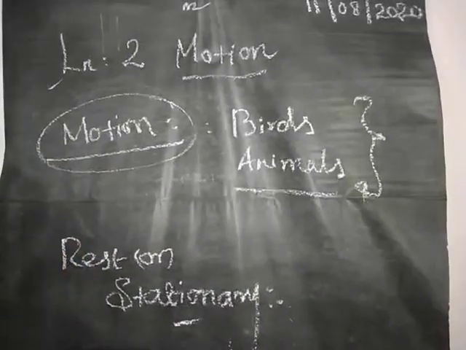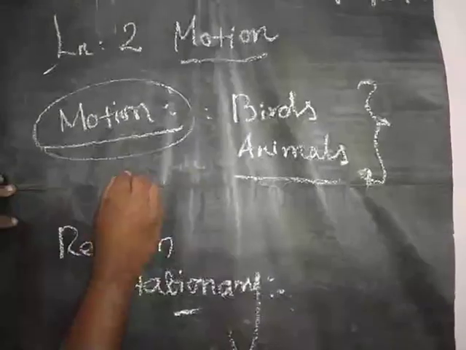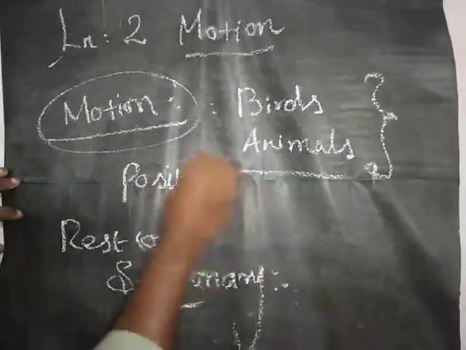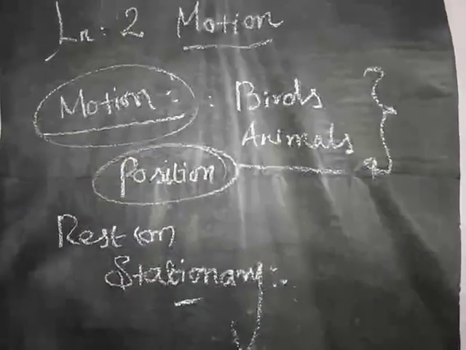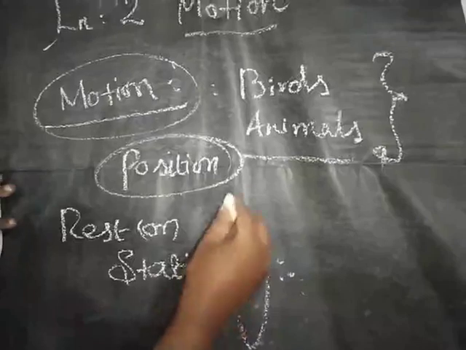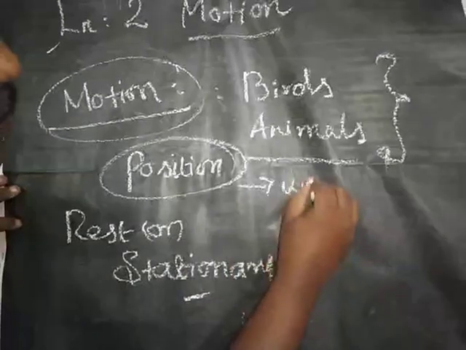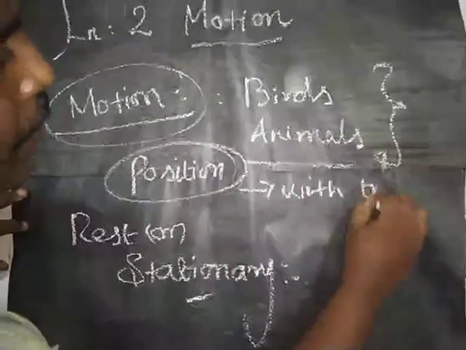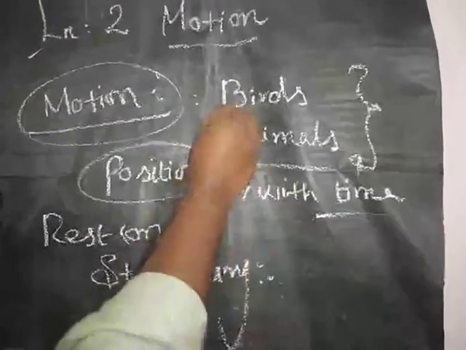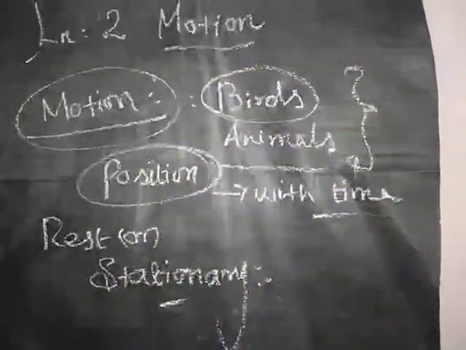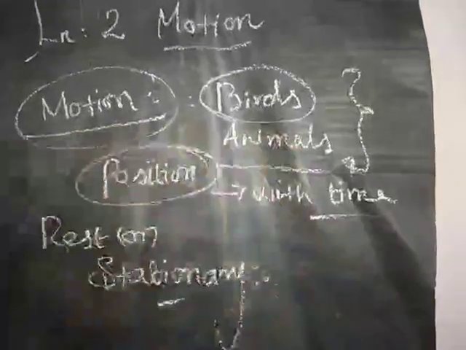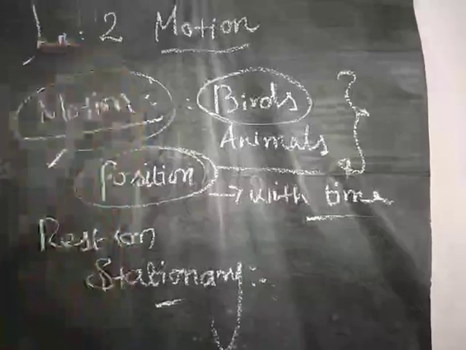If an object changes its position with respect to time, that is called motion. Birds will not sit in one place; often they will change their place with respect to time. So that is the definition of motion.